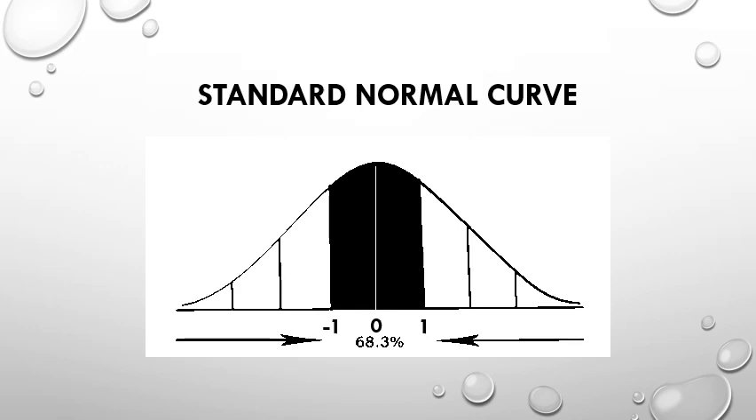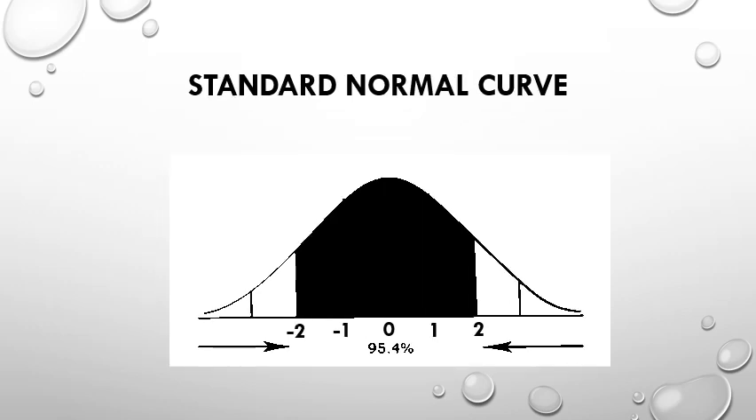And talking about the area of the standard normal curve, 1 SD from the mean to the right and 1 SD from the mean to the left is 68.3%. So, the area from negative 1 to 1 is 68.3% of the entire area of the normal curve, which is equal to 1. Then, 2 SD from the mean to the right and 2 SD from the mean to the left, the total area is 95.4%.